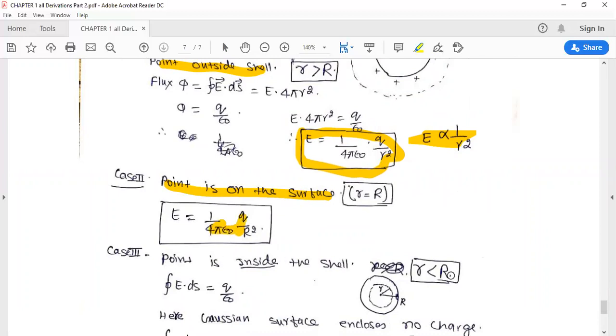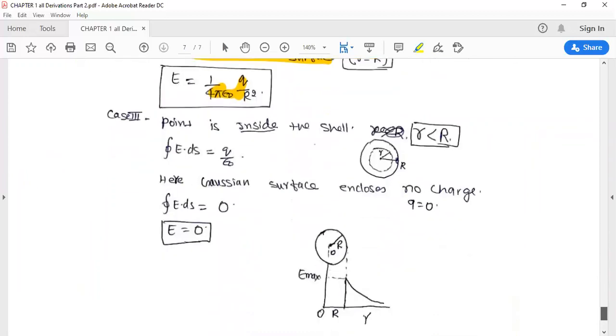Now if the point is inside the shell, we know that inside a conductor there is no charge. So the integral of E dot ds equal to q by epsilon naught, and here the Gaussian surface encloses no charge. So q equal to 0. So E dot ds equal to 0, which means E equal to 0.